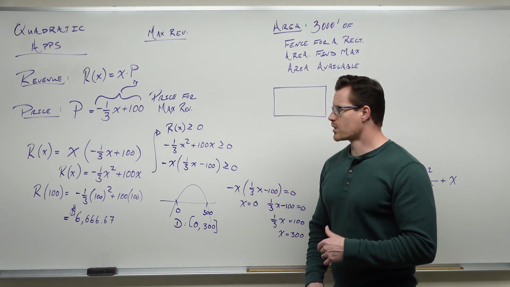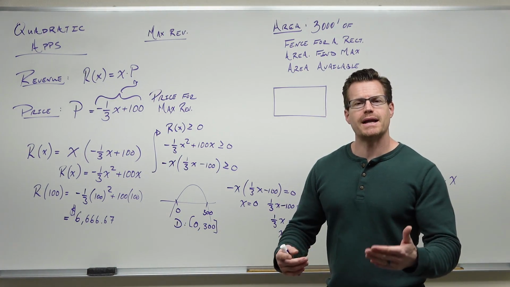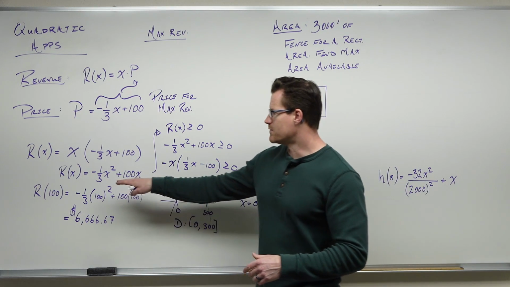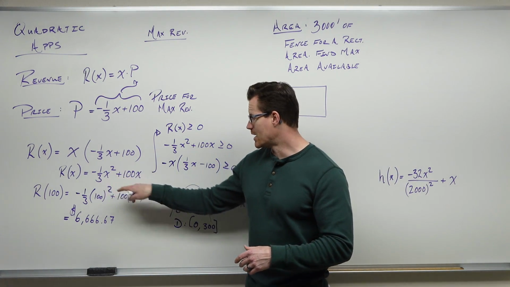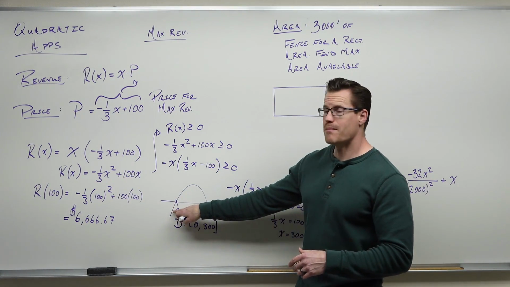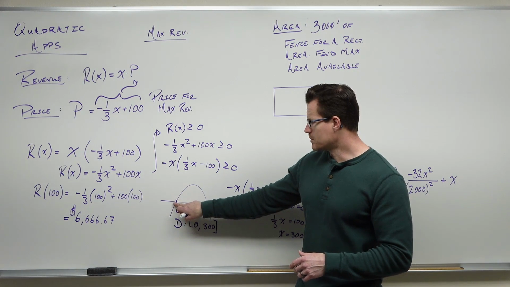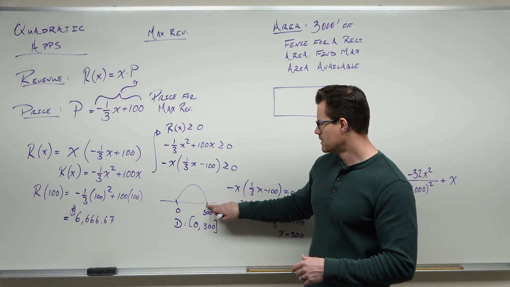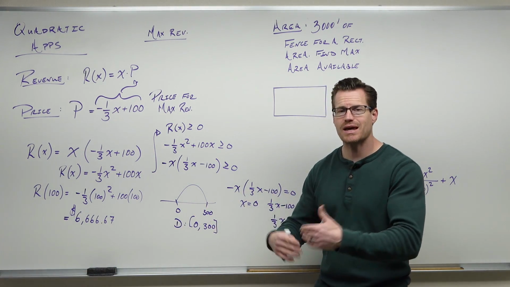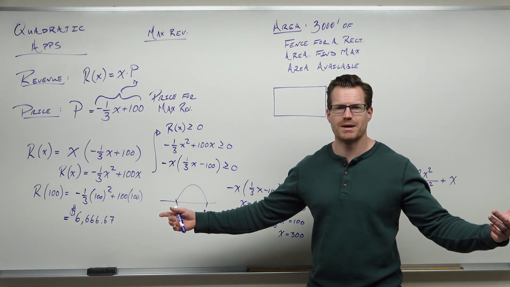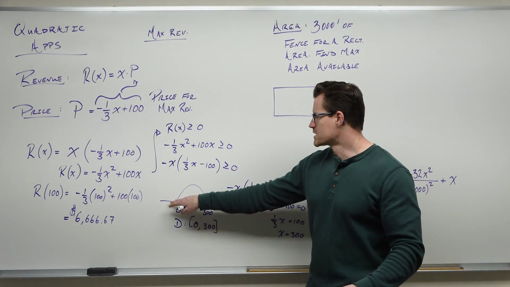Now let's move on. What would our maximum revenue be? That is the idea of understanding that if this is our revenue function and it's a downward opening parabola, where would our maximum revenue be? Minimum would be 0, because we cut that off at our domain. If we went outside our domain, we would make negative money. We don't want that. So 0 would be our minimum.